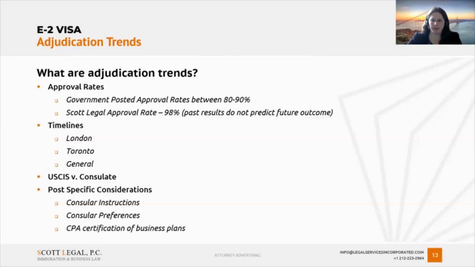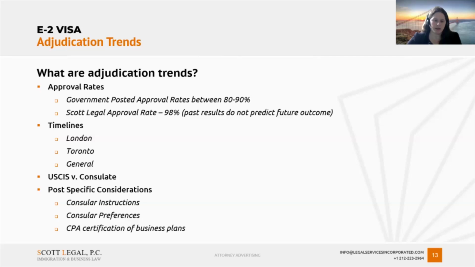We could talk about some timelines. So London, right now, they publicly post a timeline of 60 working days. Our experience is it's taking closer to 80 to 90 working days. And then you'll be called for your interview. Usually you can get an interview within a few weeks.